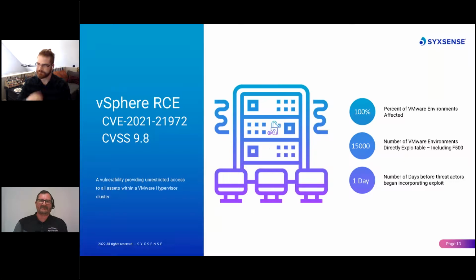Absolutely. All right. Next on our list is one that's actually not quite as scary. It's still bad, it's just not quite as scary. I say that because it has a CVSS score of 9.8. So, the vSphere RCE. vSphere is a major component for many on-prem data centers. vSphere provides a centralized environment for managing virtualized environments and servers.